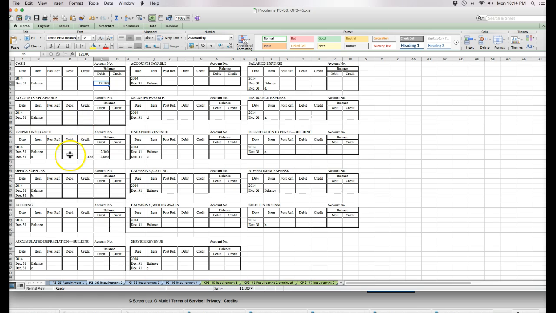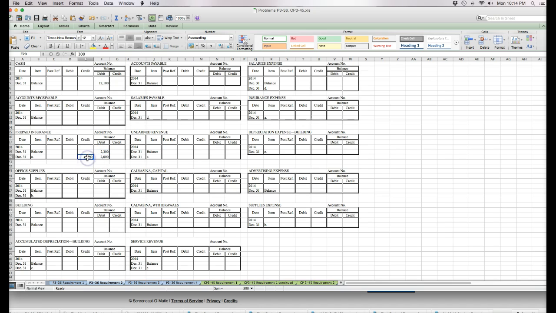However, in prepaid insurance, we did have an adjusting entry. As you can see here, there's adjusting entry A. So again, we look at the balance line. We bring over the balance from the unadjusted trial balance, which was a $2,300 debit balance. We put that debit balance in there.